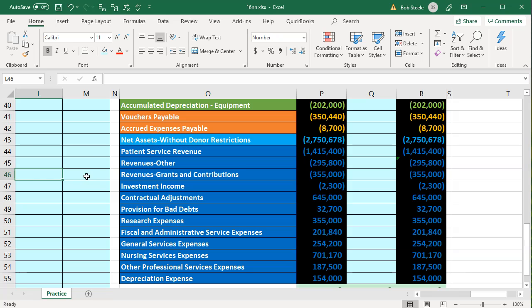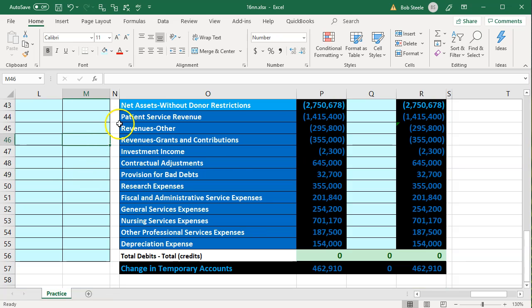So to do that, we're just going to go straight through this, and we're going to pick up everything that is in a temporary account, the dark blue, the kind of income statement type of accounts. We're going to make them go to zero. We're going to do whatever we need to do in order to make them zero. So the patient service revenue, here's the credit. We're going to do the opposite thing to it to make it go down to zero.